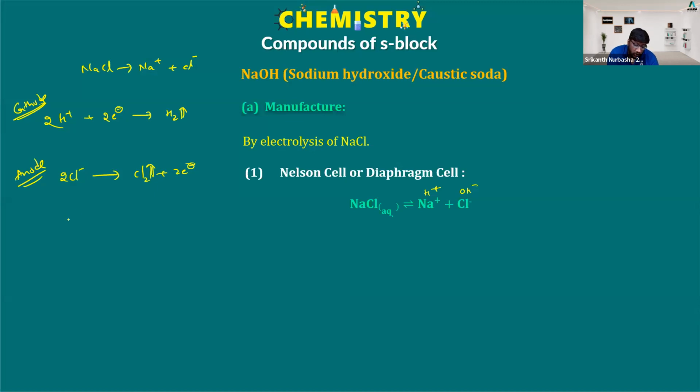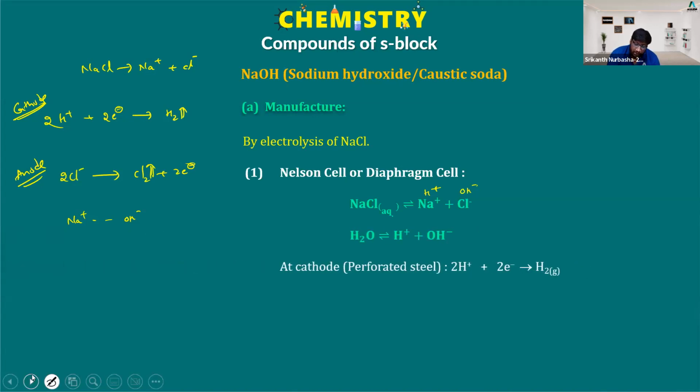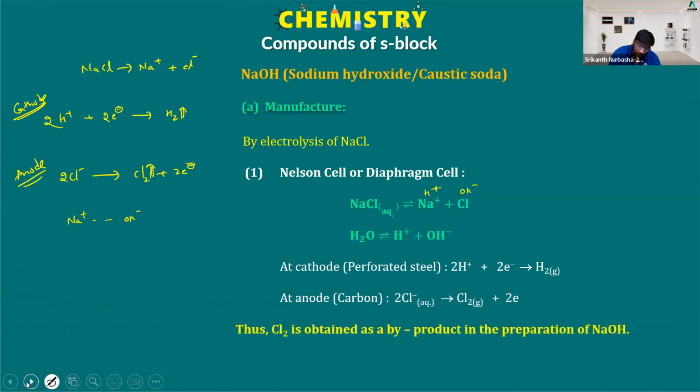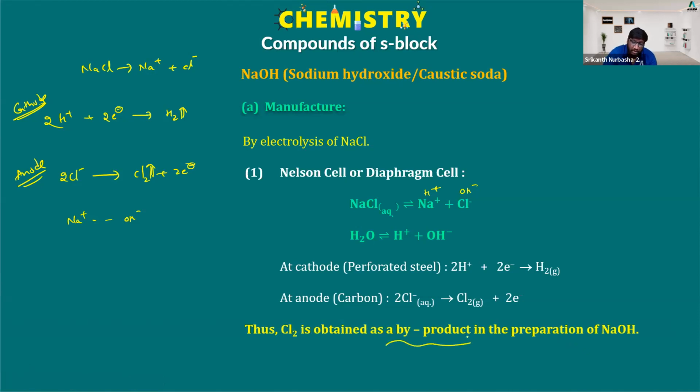And what is left out in the solution? We have Na+ ions and OH- ions left out, which is nothing but sodium hydroxide. Cl2 and H2 are obtained as side products. At the cathode, H2 gas is released. At the anode, chlorine gas is evolved. Thus, Cl2 is obtained as a byproduct in the preparation of NaOH. Is that clear? Yes, sir.